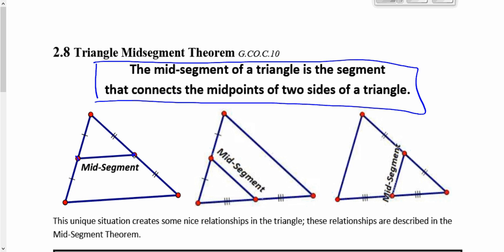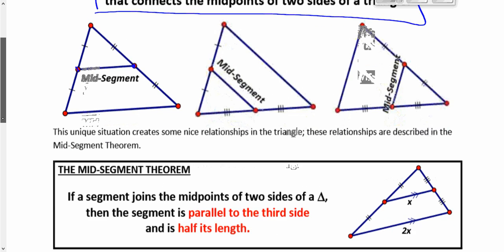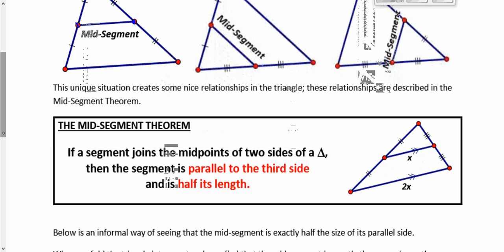So how many mid-segments could you draw in a triangle? Three. As long as it's no more than 3, right? Okay? So they connect the midpoints of any two sides of a triangle. So there are 2 things to know when you have a triangle mid-segment. 2 things, right? Everybody hear me? All right.